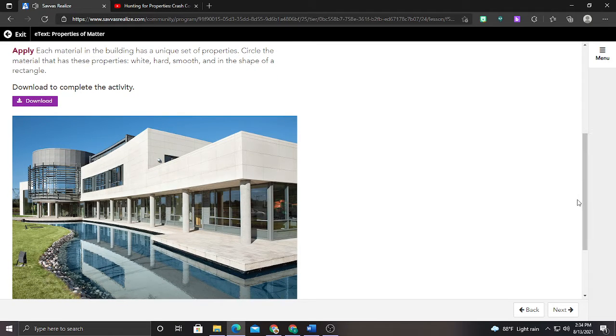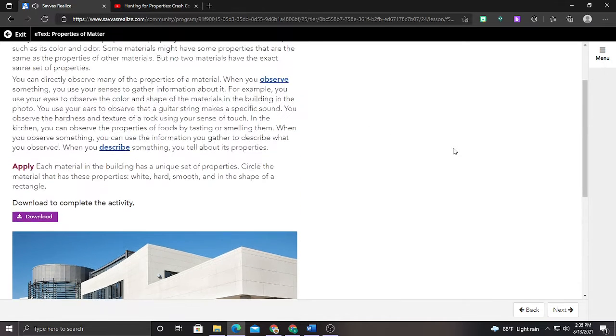Apply. Each material in the building has a unique set of properties. Circle the material that has these properties: white, hard, smooth, and in the shape of a rectangle. Download to complete the activity. So as you guys can see, be a scientist.